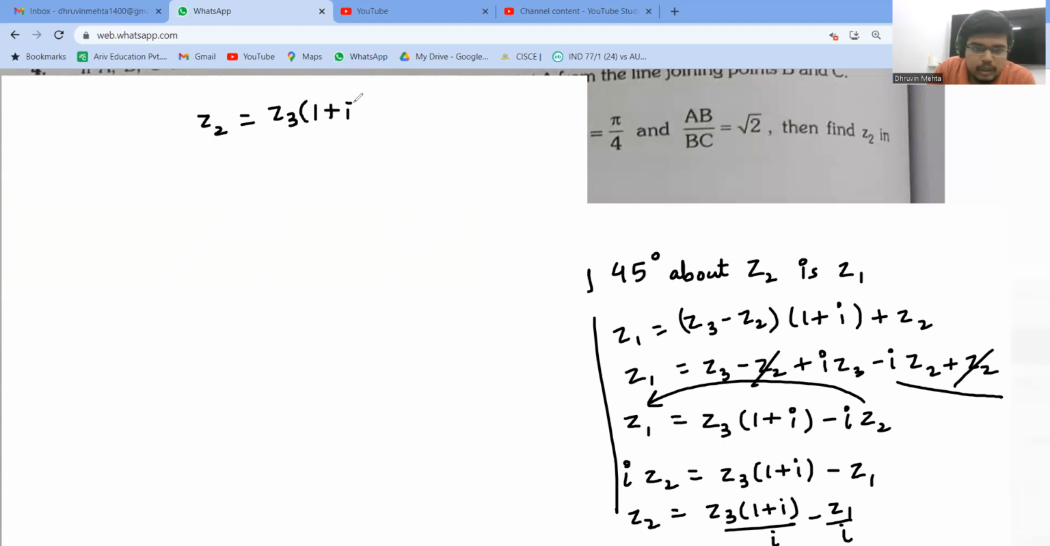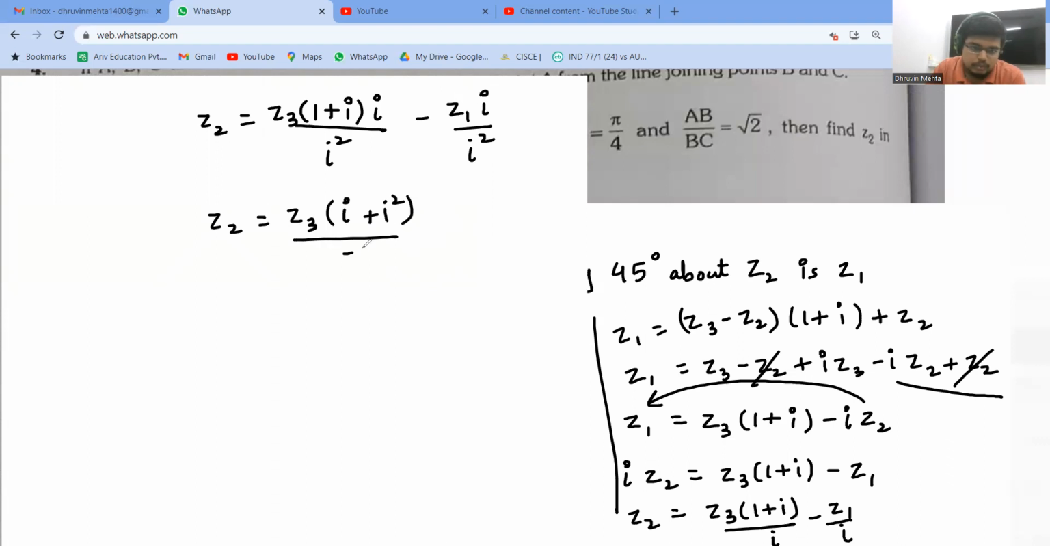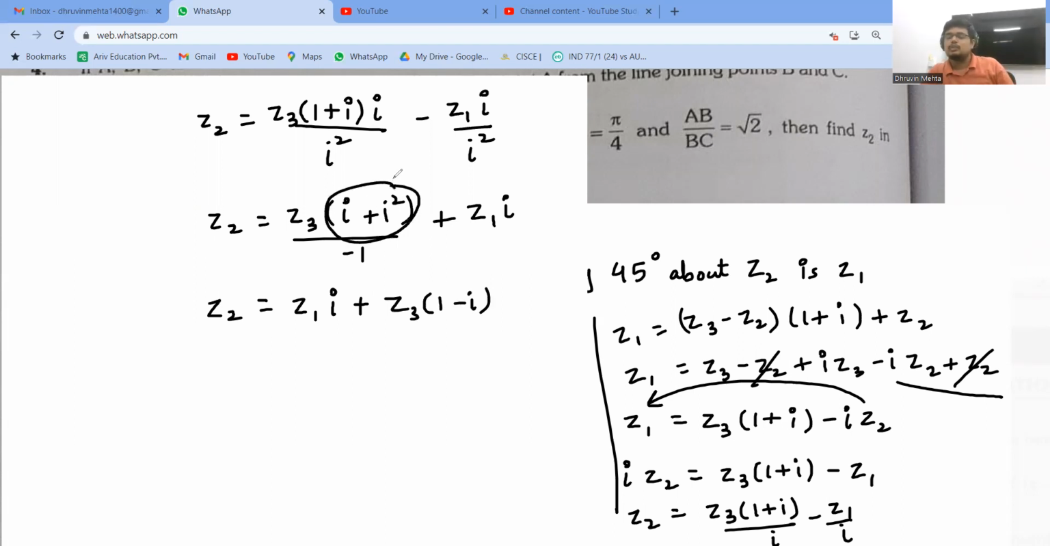into 1 plus i into i upon i square, minus Z1 i upon i square. So Z2 will be equal to Z3, this is i plus i square upon minus 1, plus Z1 i. Check this, are you following this? So this is Z1 i plus, so minus Z3 into 1 minus i. माइनस है बट मैं ऊपर i माइनस 1 को स्वैप कर रहा हूँ और उसको मैंने 1 माइनस i लिख दिया. हाँ ठीक. बस इसको और सिंप्लीफाई नहीं कर सकते. We'll just leave it at this.